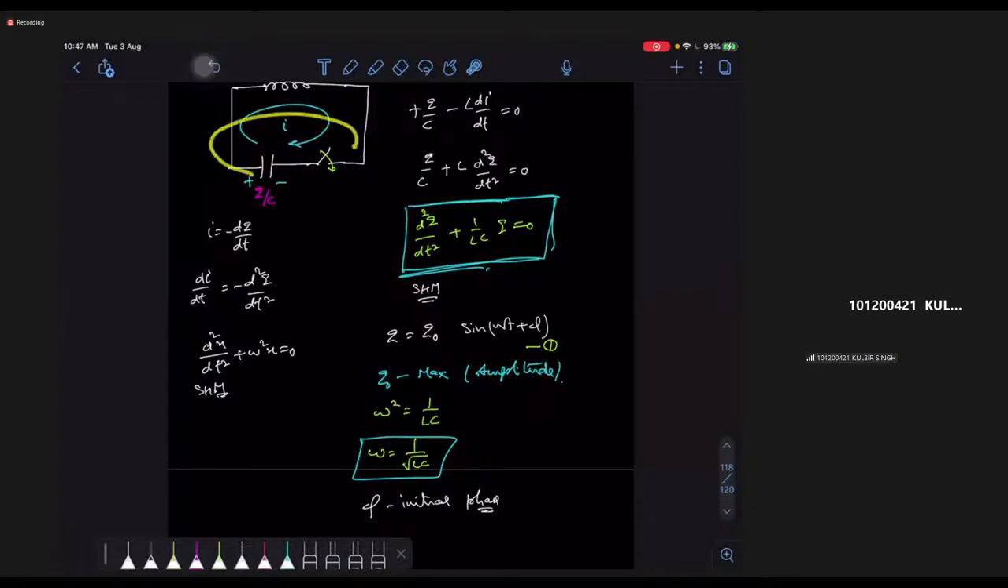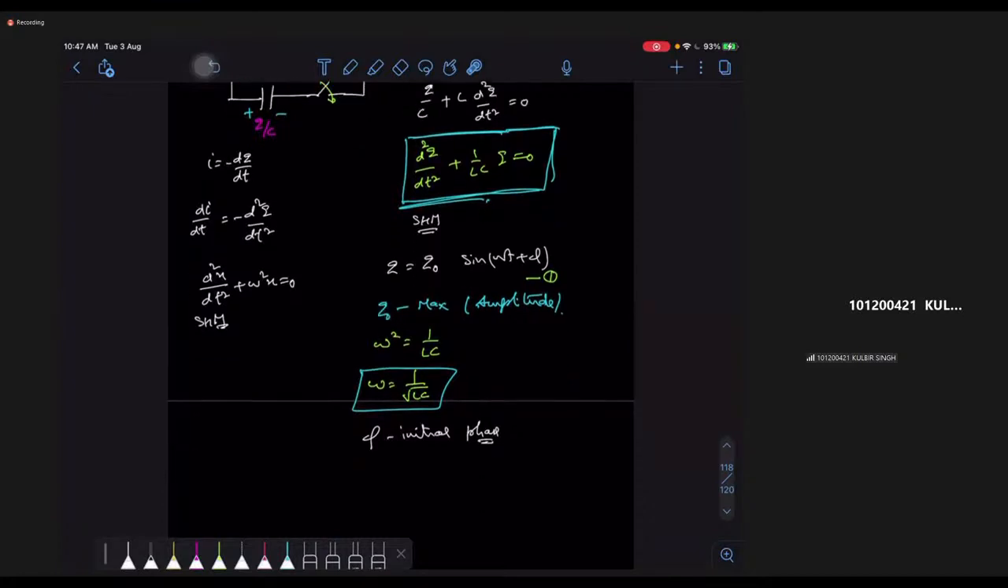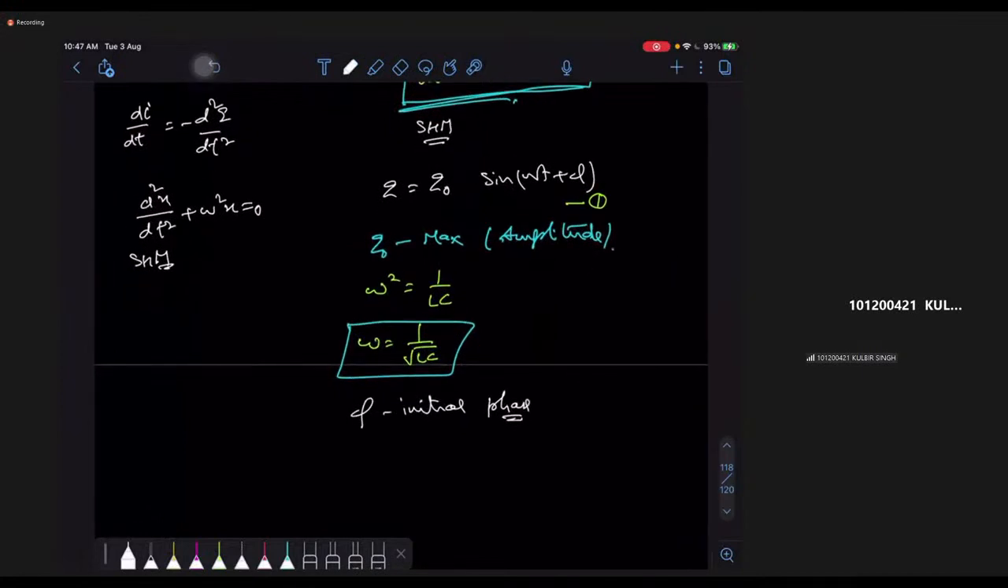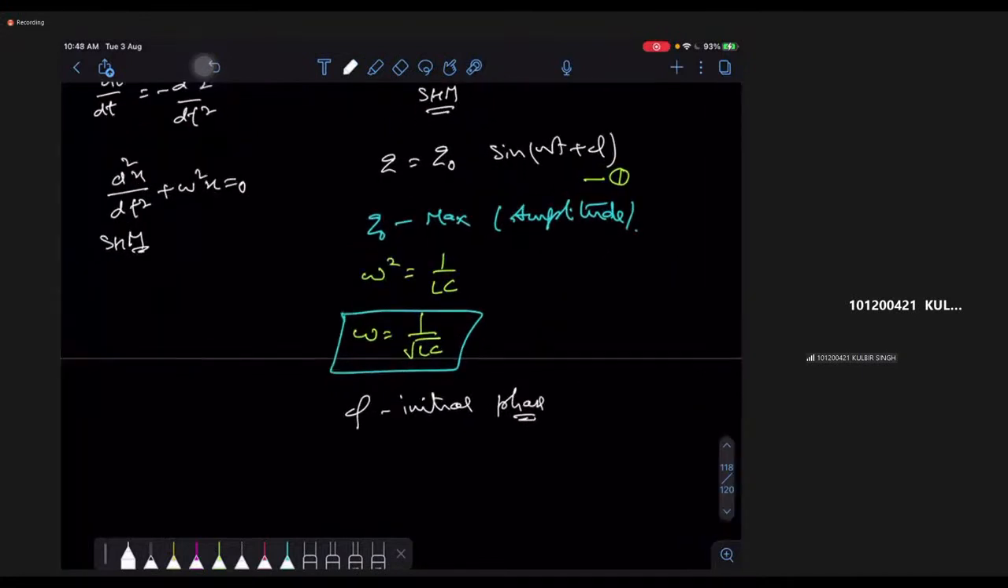So charges are going to increase. Sometimes charges increase on the left plate, sometimes they decrease on the left plate, then the charges increase on the right plate, then decrease on the right plate. So it's a kind of oscillating system. Not only the charge, if I find the current here, the current is also oscillating, because the derivative of sine is cos.